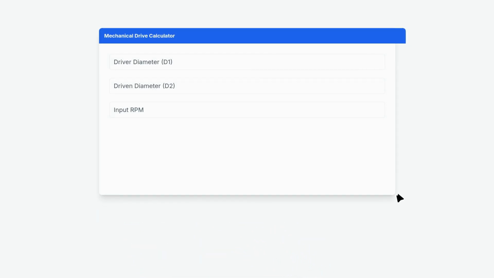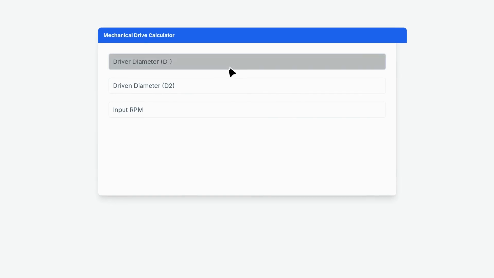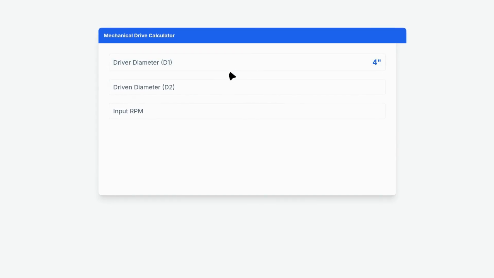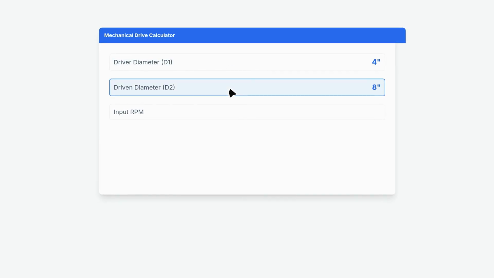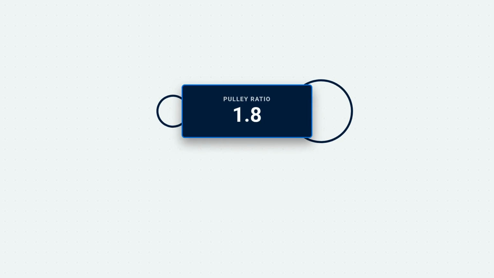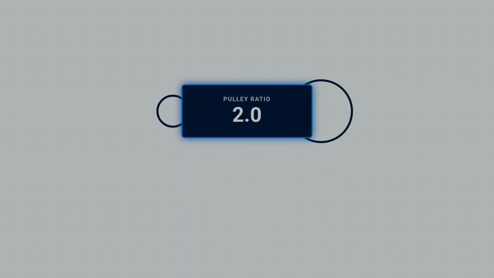For this demonstration, I'll enter a driver diameter of 4 inches, a driven diameter of 8 inches, and an input RPM of 1800. After clicking Calculate Pulley Ratios, the calculator processes these values. The results section displays your pulley ratio, which indicates the mechanical advantage between the two pulleys. The Output RPM field shows the calculated rotational speed of your driven pulley based on the diameter relationship.